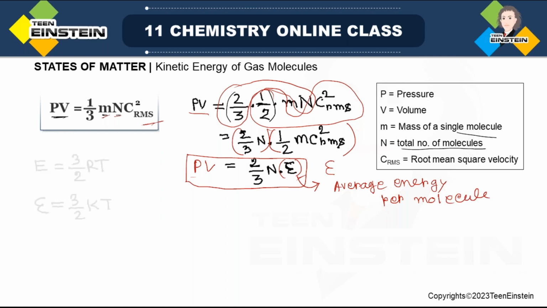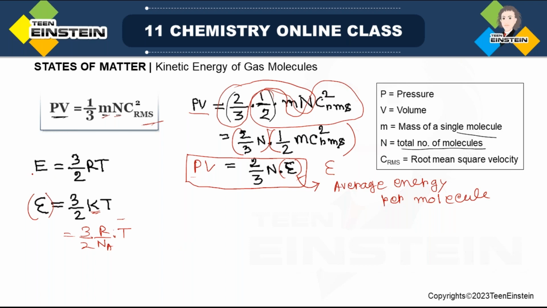Okay. Now there are these other terms also. This is average energy per molecule, and this is also equal to 3 by 2 kT. Remember, k is the Boltzmann constant, which is nothing but R by Na. So these are the different terms. Depending on what type of problem you get, you have to use them accordingly. So epsilon is related to PV by the relationship PV equal to 2 by 3 N epsilon, and epsilon is related to temperature: epsilon is equal to 3 by 2 kT.